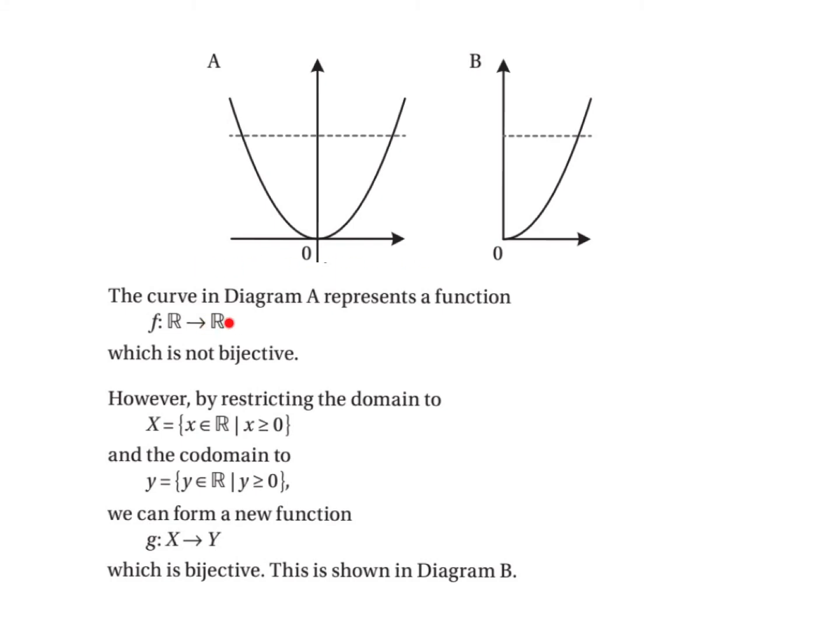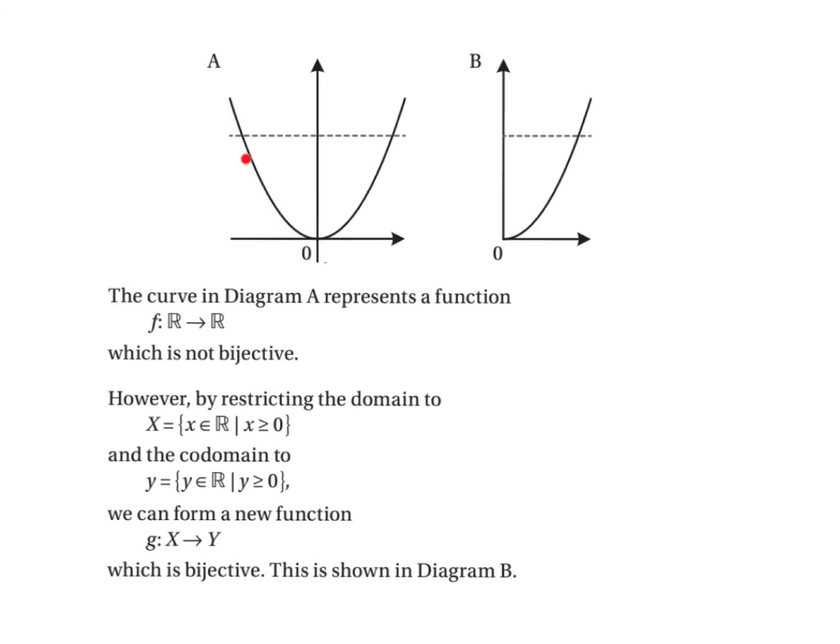However, we're stating that we are expecting it to be able to take all of the real values as an answer or a y value, but that's not the case because obviously it doesn't go underneath the axis here. So we can restrict the domain and the codomain in order to help us make it bijective. So first of all, in order to make this bijective, we need to make it injective.